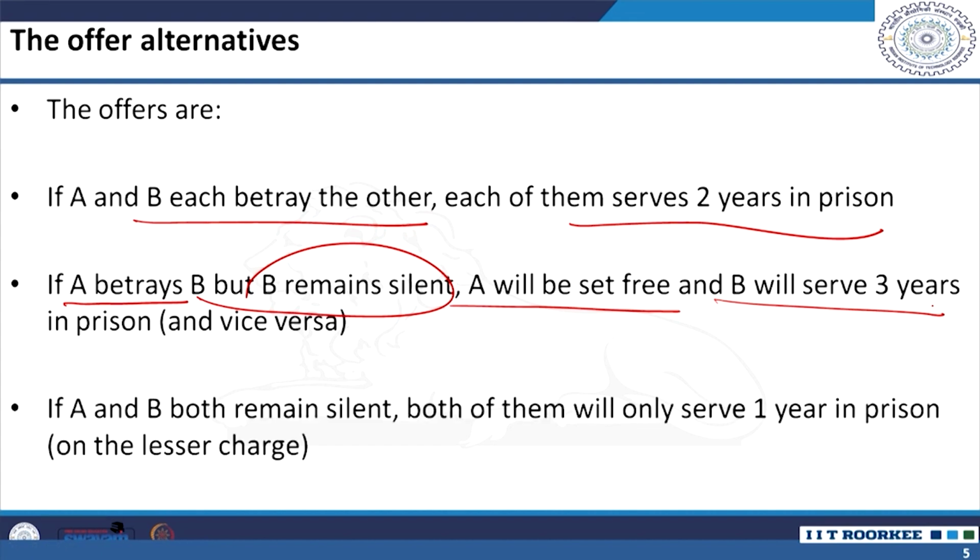And the fourth case is that if both of them, A and B, remain silent, that is a kind of cooperation, cooperating with each other. So both of them will only serve 1 year in prison, which is less than 3 years. So, given these offers, these alternatives, what would be the strategies both of these prisoners will be following?